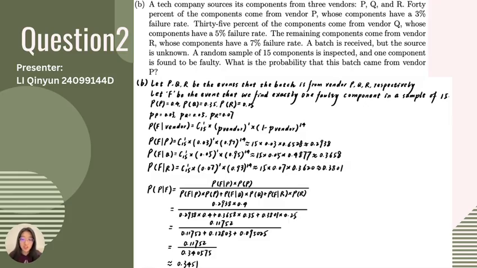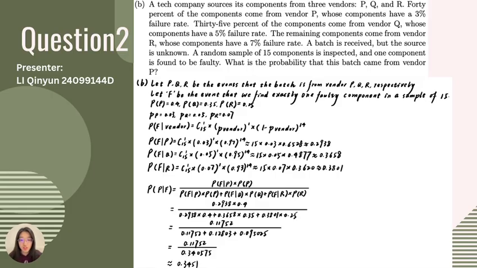First, calculate the likelihoods using the binomial formula. For P, the probability of F given P equals 15 choose 1 times 0.03 to the power 1 times 0.97 to the power 14. This is approximately 0.2938. Similarly, for Q, approximately 0.3658. For R, approximately 0.3801.